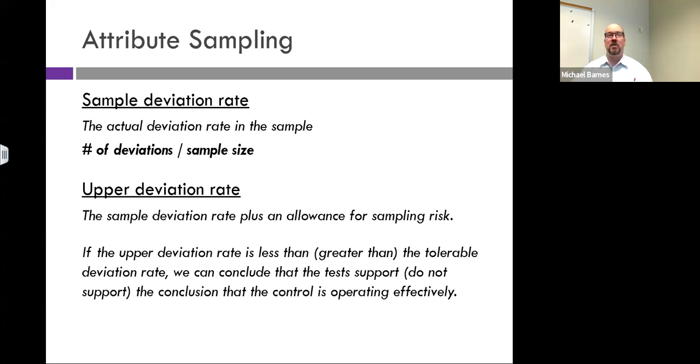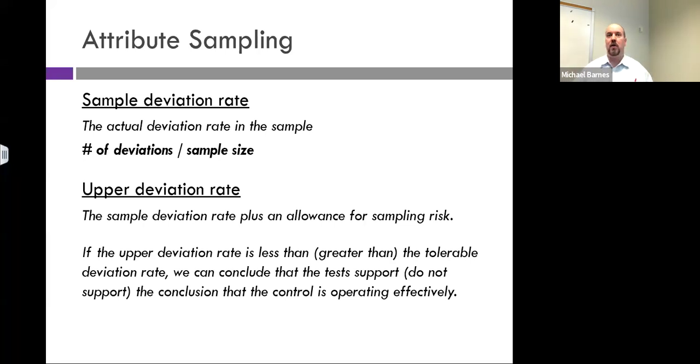And we did that back in chapter 6. Everybody remember that? So if it's a deviation, we note those deviations and we count those up. And then the total deviations, we divide that by our sample size to get a deviation rate. Finally, we're going to create a comparison number using an upper deviation rate. Now, the upper deviation rate is just simply the sample deviation rate plus an allowance for sampling risk.